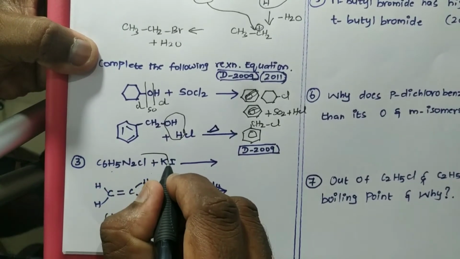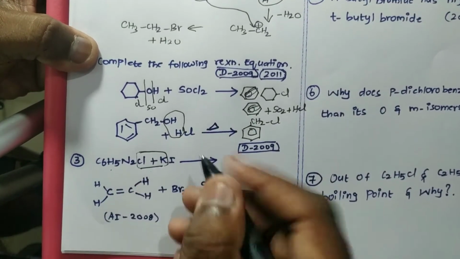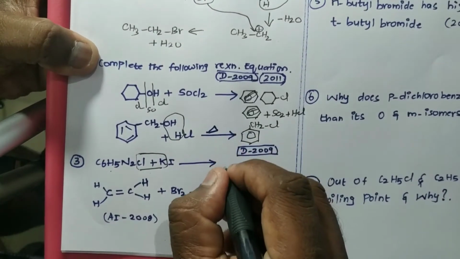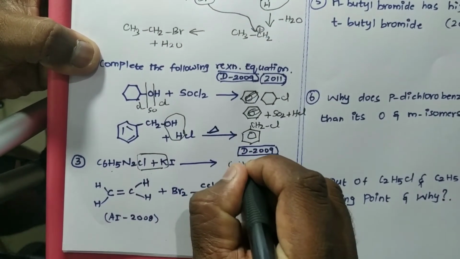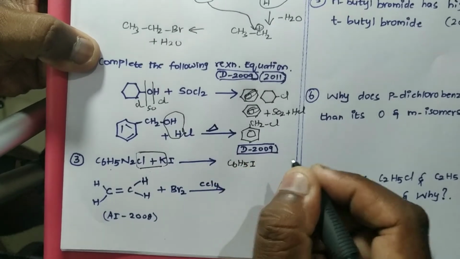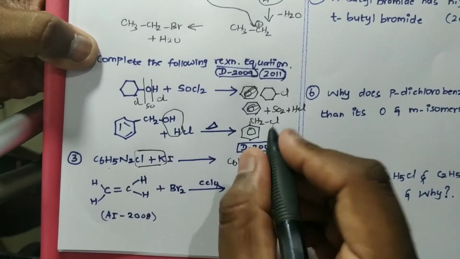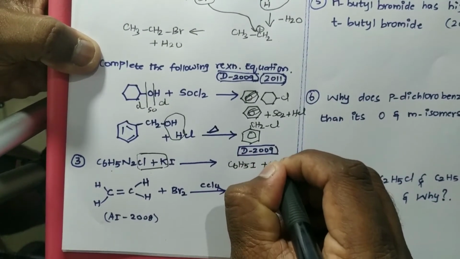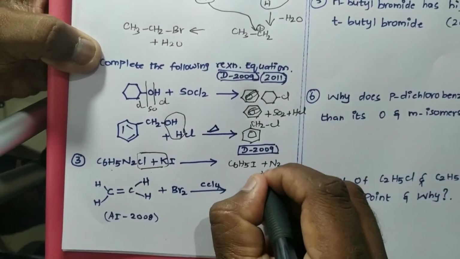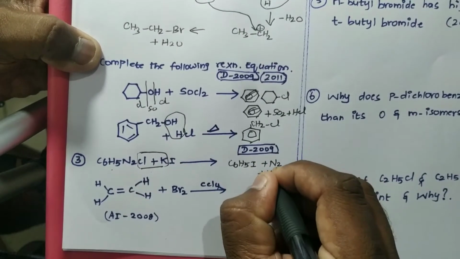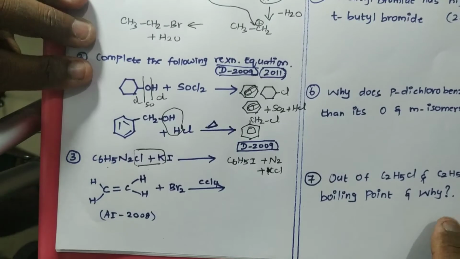Here it is nothing but the KI will move to KCl. So nitrogen will come as gas. So C6H5I, iodobenzene, I'll get, along with that I'll get nitrogen, and along with that KCl I'm getting. This is the product I was getting there.